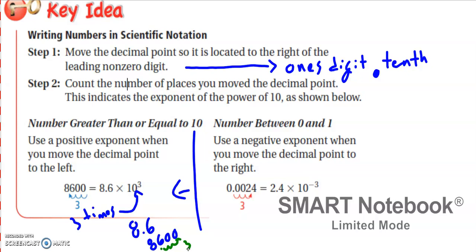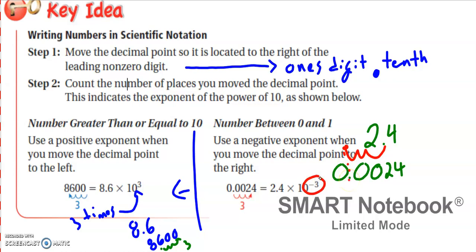Over on the right-hand side, if we have a number that's less than 1, so we have 0.0024, well, we write that as 2.4 times 10 to the negative third. And again, using that tip of mine, if I have 2.4 and I want to get it into 0.0024, I would have to move it 1, 2, 3 times to the left. And that's where we end up. So that's why we get that negative exponent, because we would have to move it 3 times to the left. That might be confusing, but let's go through some example problems.